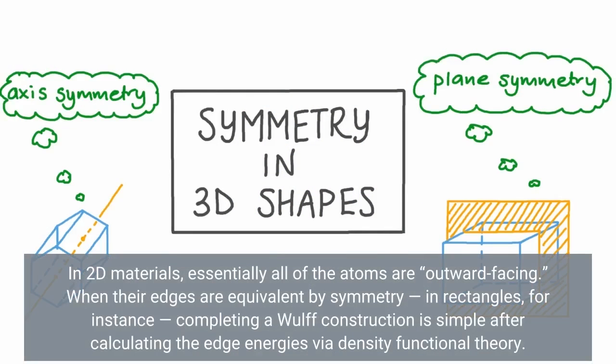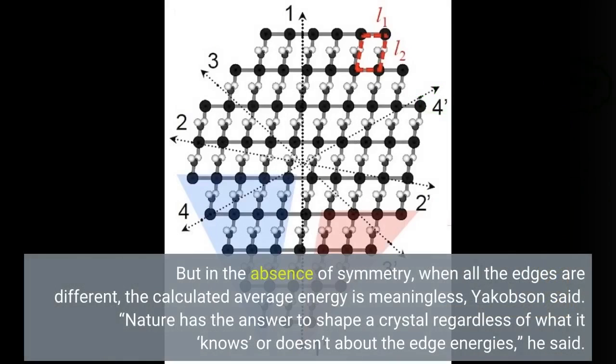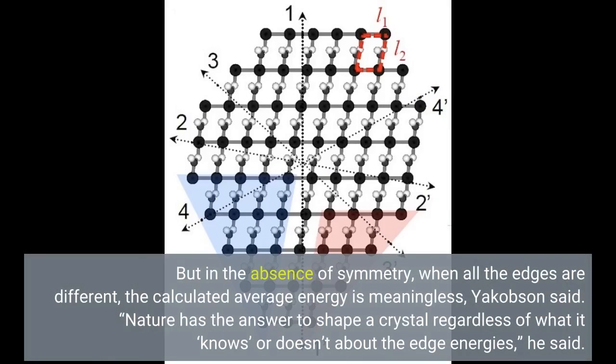In 2D materials, essentially all of the atoms are outward-facing. When their edges are equivalent by symmetry, in rectangles, for instance, completing a Wulff construction is simple after calculating the edge energies via density functional theory. But in the absence of symmetry, when all the edges are different, the calculated average energy is meaningless, Yakobson said. Nature has the answer to shape a crystal regardless of what it knows, or doesn't, about the edge energies, he said.